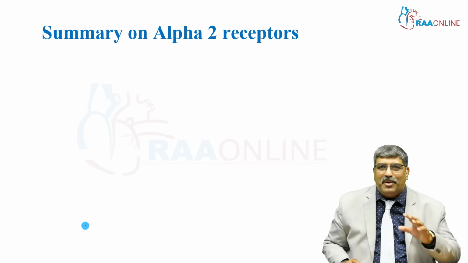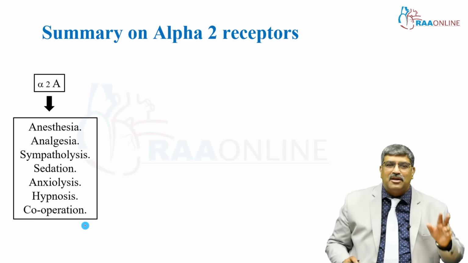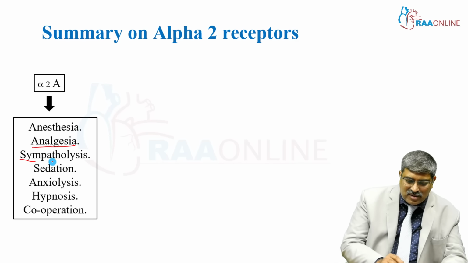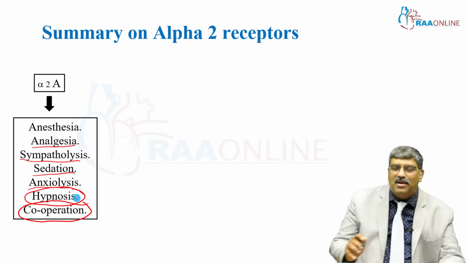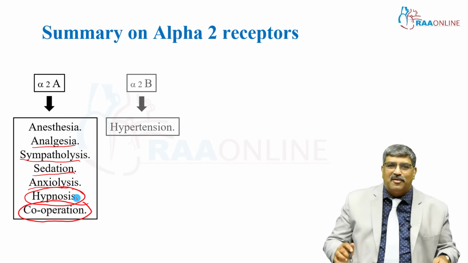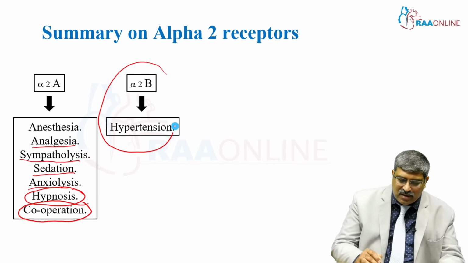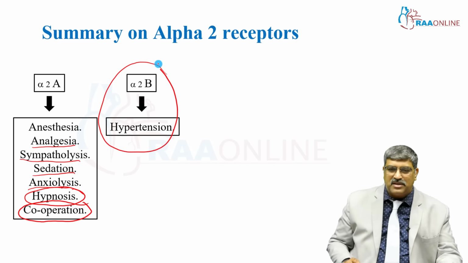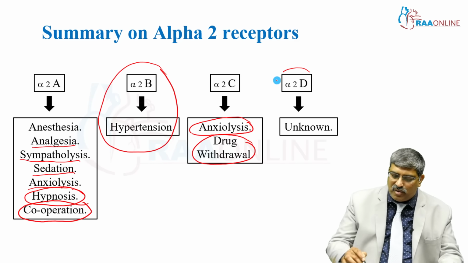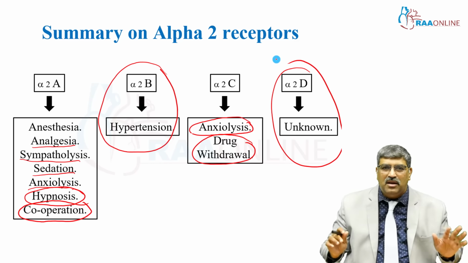So, coming to the summary with alpha 2 receptors, due to alpha 2a stimulation, you have analgesia, sympatholysis, sedation, anxiolysis, hypnosis, and a good cooperation with the patient. So, it can be an ideal anesthetic adjuvant. With alpha 2b, there is vasoconstriction and hypertension. Alpha 2c, there is anxiolysis and drug withdrawal. The alpha 2d action is still unknown.